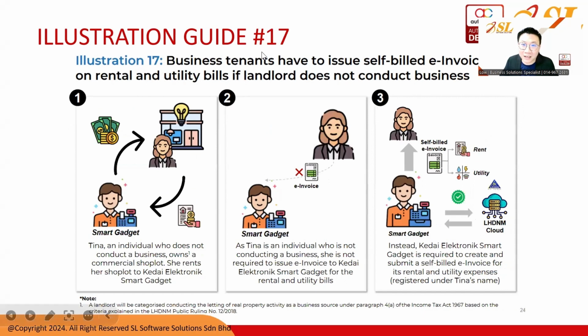Another example is an individual. Say an employee buys a property and rents it to Smart Gadget. Smart Gadget receives a normal receipt, not an invoice, so Smart Gadget has to issue self-billing every month, together with the water and electricity as well. You see how troublesome it is. Last time we just paid for rental, water and electricity. But if the landlord is an individual, your account department has an extra job to do every month.